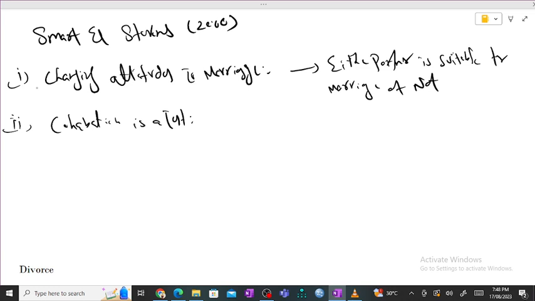Third is that many cohabiting people are unwilling to enter into legal relationships. Unwillingness.